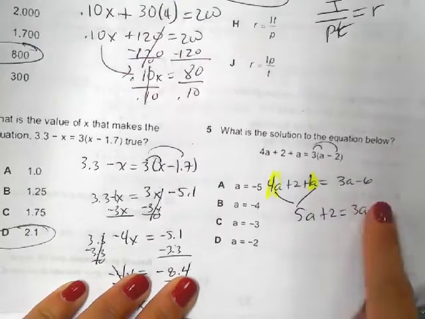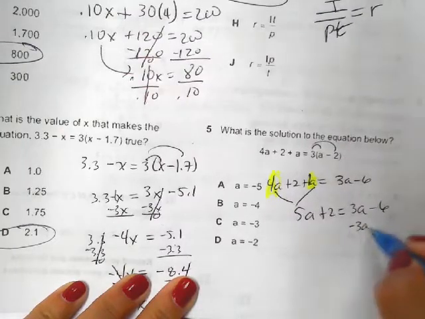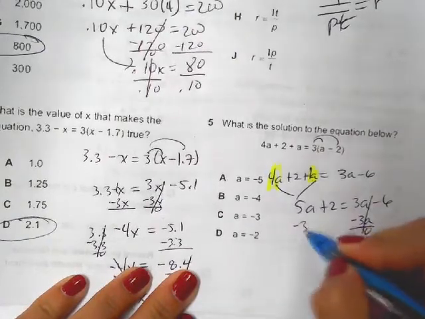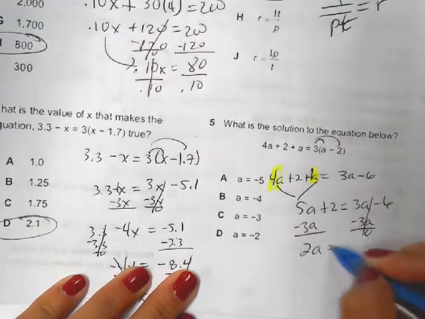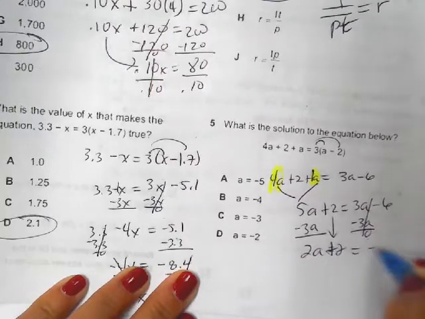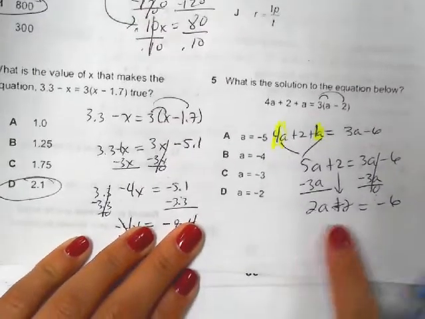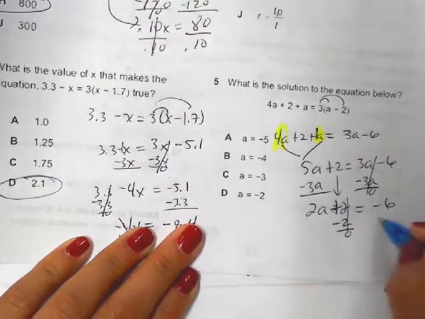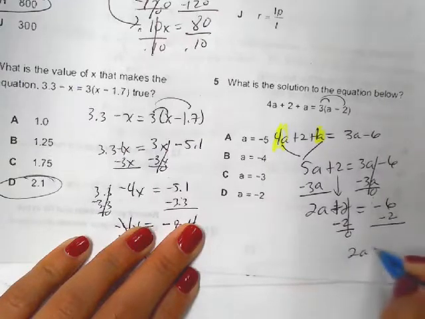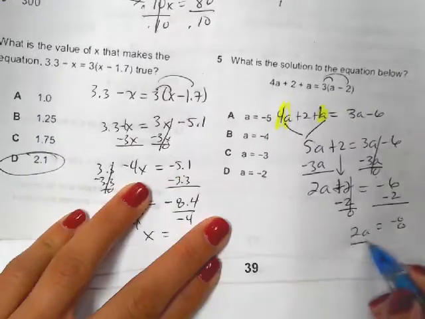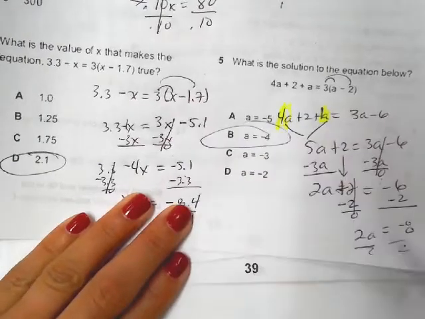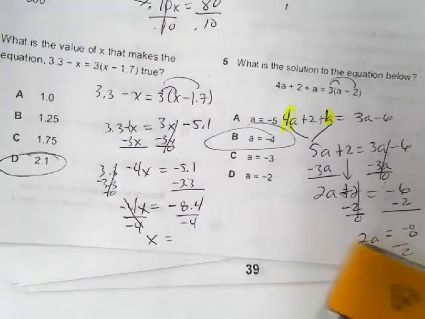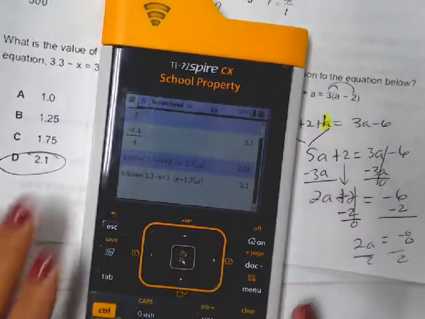We don't want two variables, so let's cancel out the one on the right by subtracting it, so it cancels out to 0. But if I subtract on one side, I subtract on the other. Then we want to solve for a, so we get rid of this 2 and this one. We get rid of the plus 2 first by subtracting. That'll equal negative 8. Divide by 2, divide by 2. A equals negative 4.